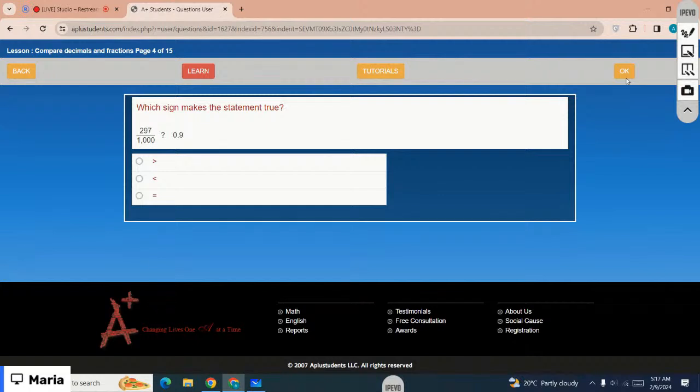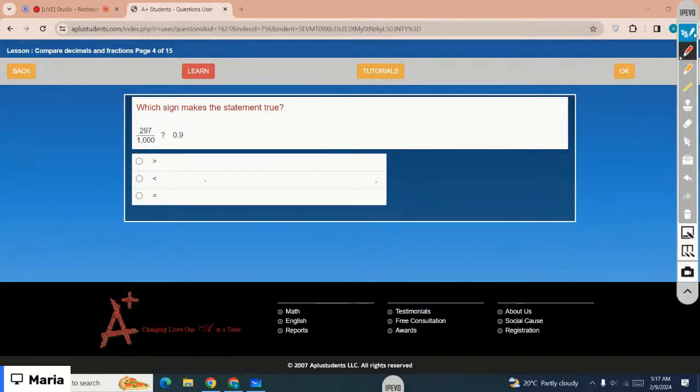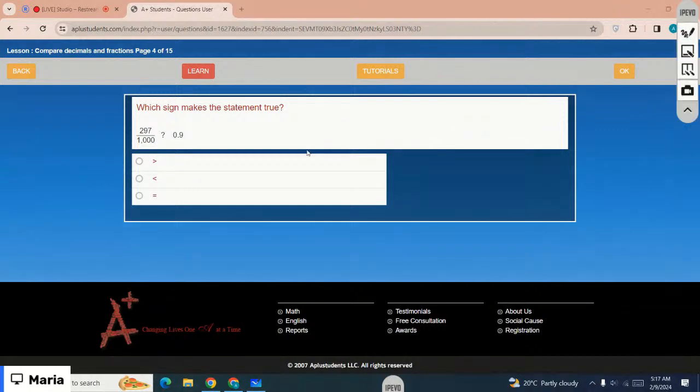Yes, that is less. When you convert 297 over 1000 to decimal form, it would be 0.297. You have to compare. So 0.297 is less than 0.9. The correct option is less than, right?